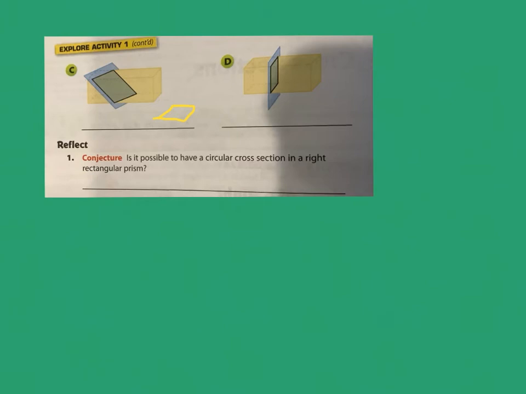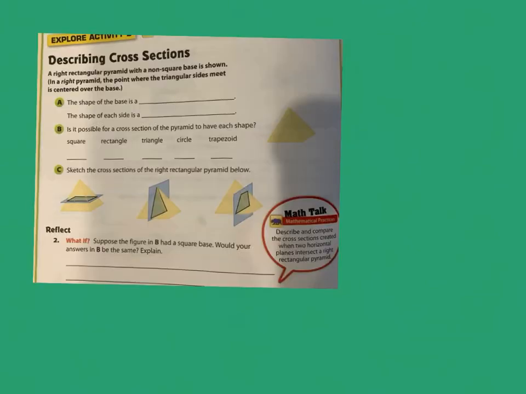Let's look at the next example. Okay, so they describe to us a right rectangular pyramid with a non-square base as shown. So here is what they have shown. That's a rectangle at its base on the bottom that it's sitting on, not a square. So rectangle down there. And then it's a pyramid coming into one point at the top. In a right pyramid, the point where the triangular sides meet is centered over the base. So it's at the center.